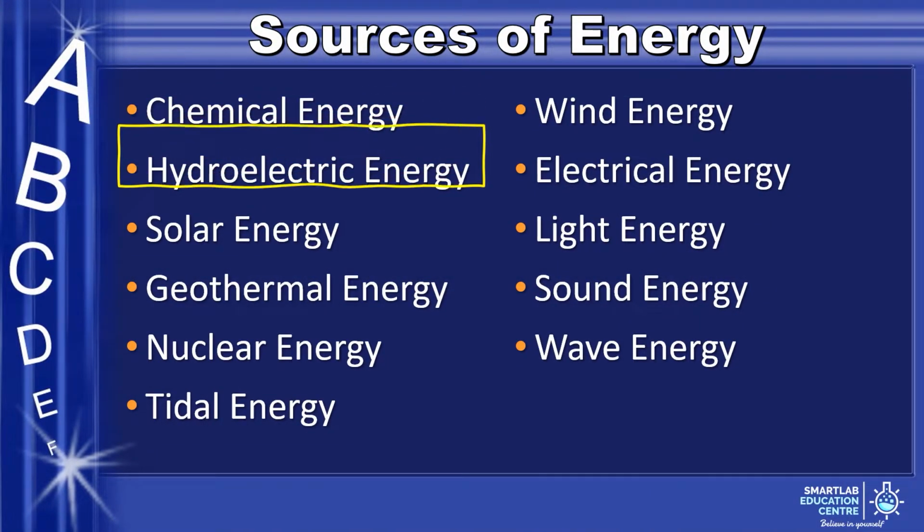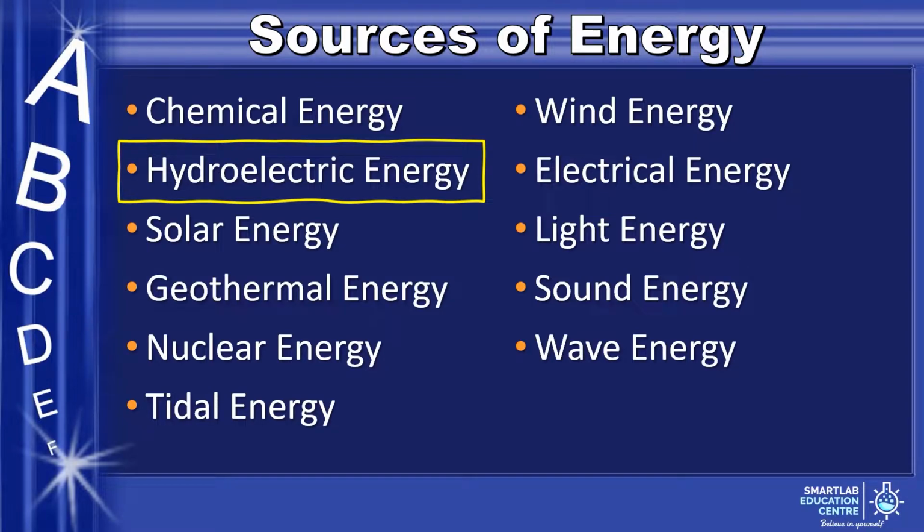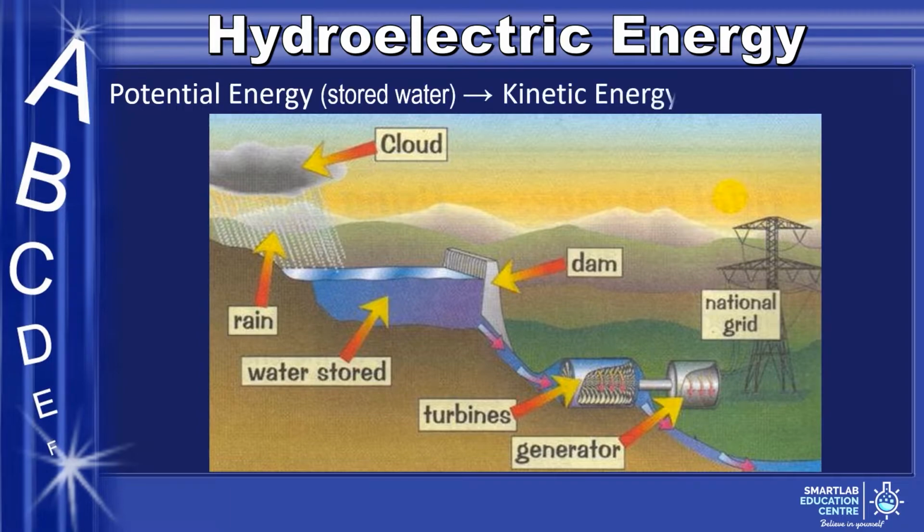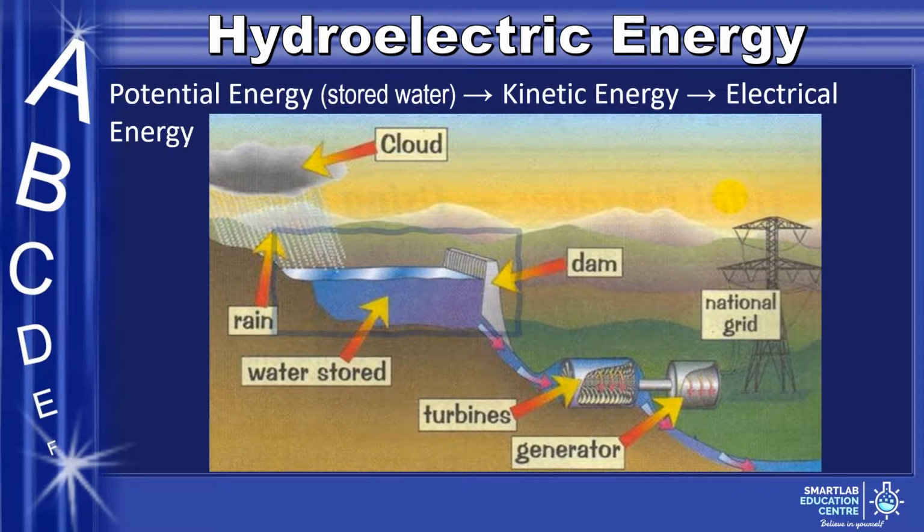Next, hydroelectric energy. This diagram of a hydroelectric power plant shows how potential energy of stored water is converted to kinetic energy at the turbine, and finally converted to electrical energy at the generator. The dam stores river water in an upstream reservoir. Water released from the upstream reservoir flows through a turbine, spinning it, which in turn activates a generator to produce electricity.